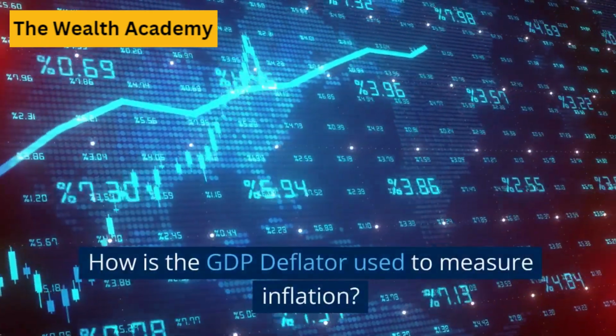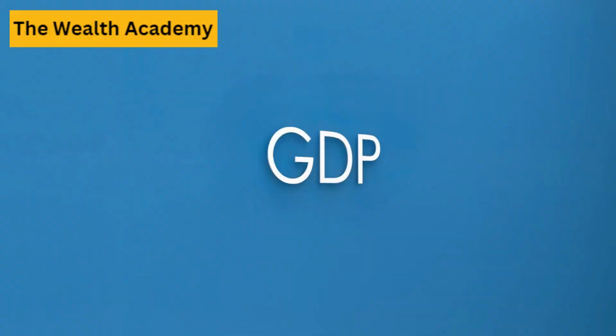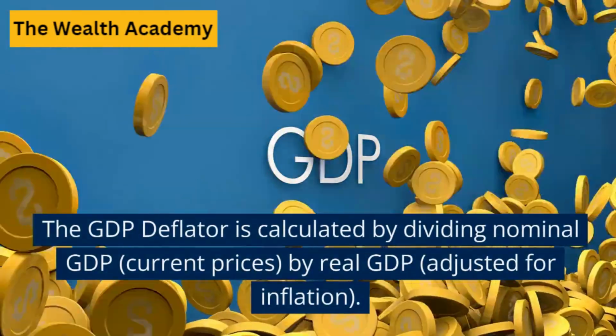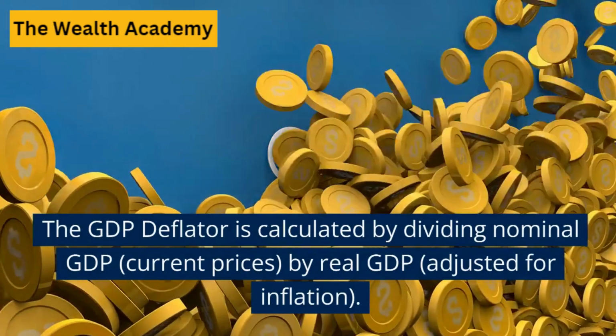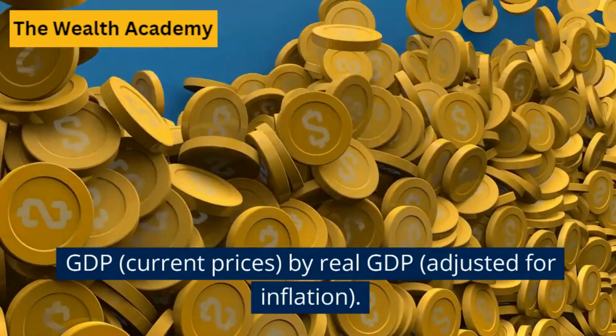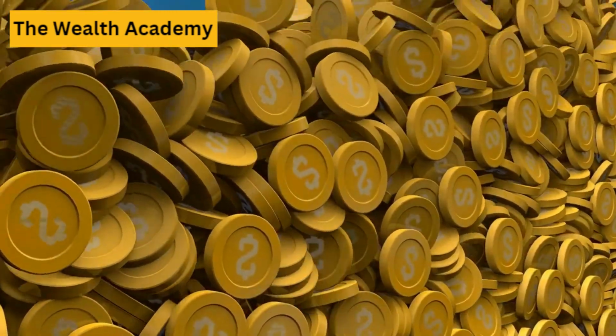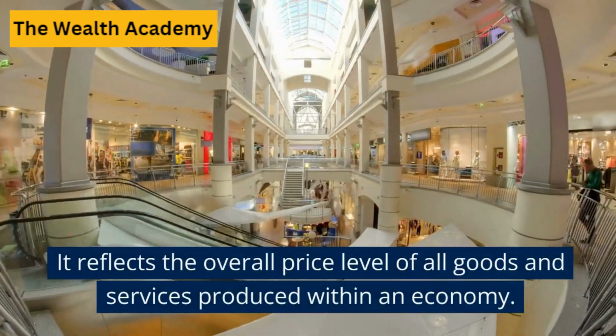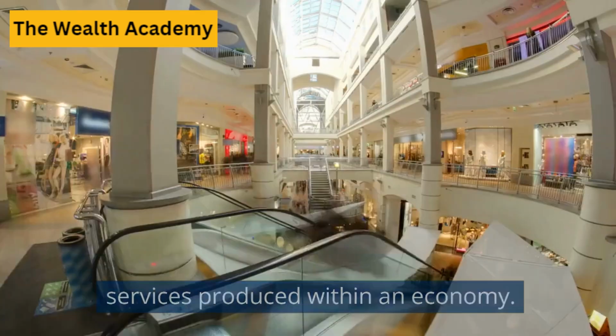How is the GDP deflator used to measure inflation? The GDP deflator is calculated by dividing nominal GDP, current prices, by real GDP, adjusted for inflation. It reflects the overall price level of all goods and services produced within an economy.